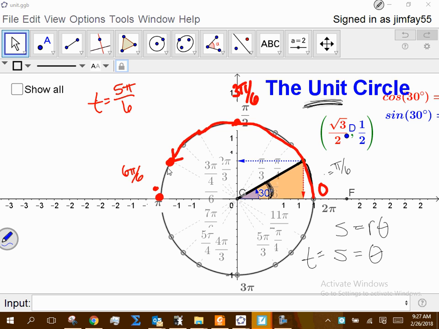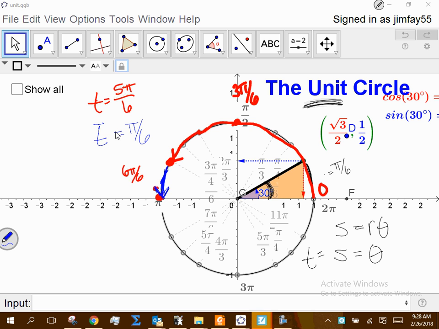The reference distance associated with that is the distance that we need to travel to get to the x-axis. And the x-axis's terminal point is 6 pi over 6, right? So how long would that blue arc be? The red dot is identifying 5 pi over 6. It would be pi over 6, right? So that blue arc is what we refer to as our reference value. And it's pi over 6.